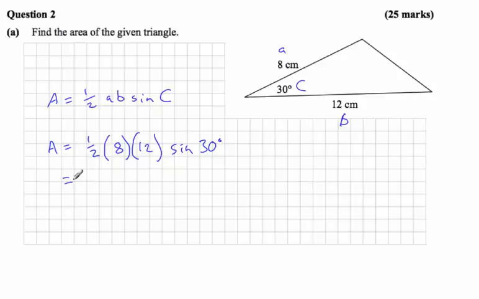And when we put all that in the calculator, we get 24. Because it's area, it's 24 centimeters squared. And that's the end of part A.